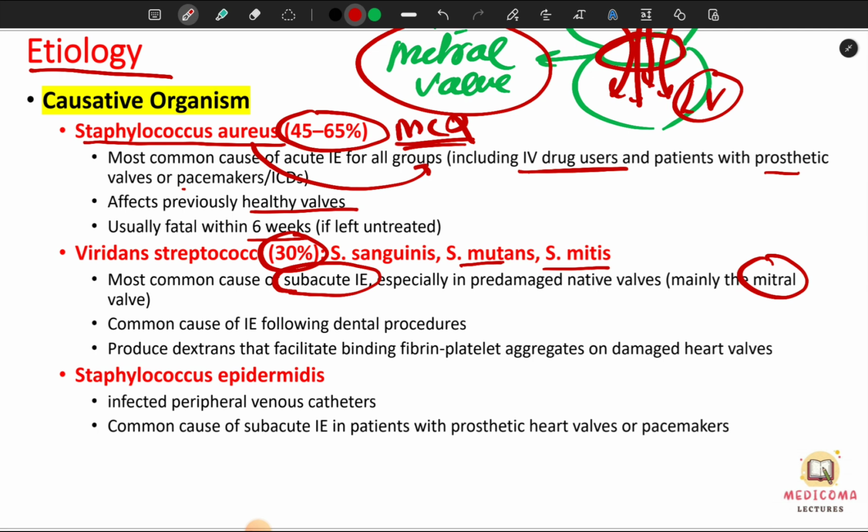A common cause of infective endocarditis following any dental procedure: if there is any sign or case of infective endocarditis after a dental procedure, this is mostly due to virulent streptococci, which produce dextran that facilitates binding, fibrin and platelet aggregation, and damage to the heart wall. So this is the reason why virulent streptococci can cause infective endocarditis after any dental procedure.